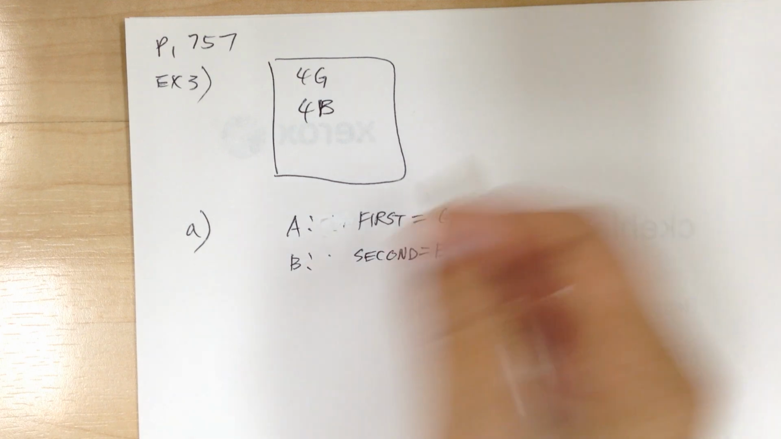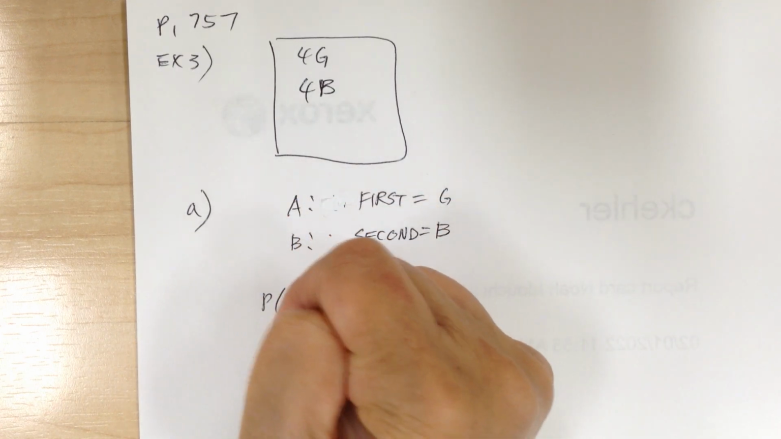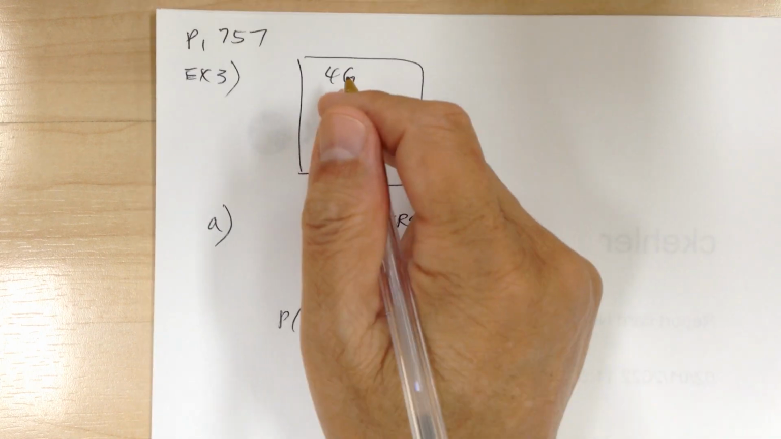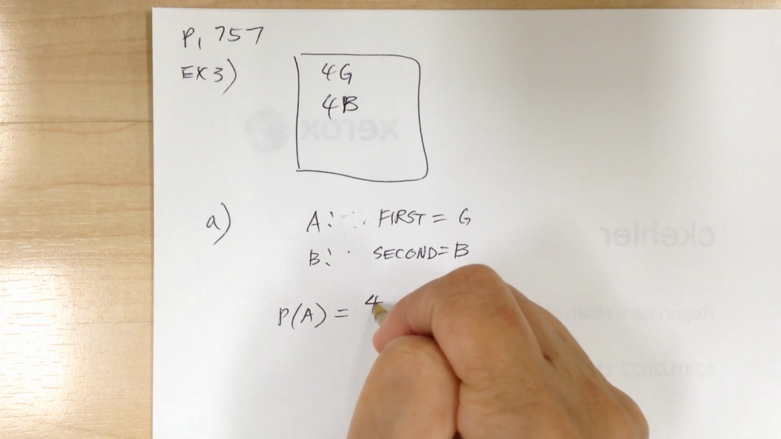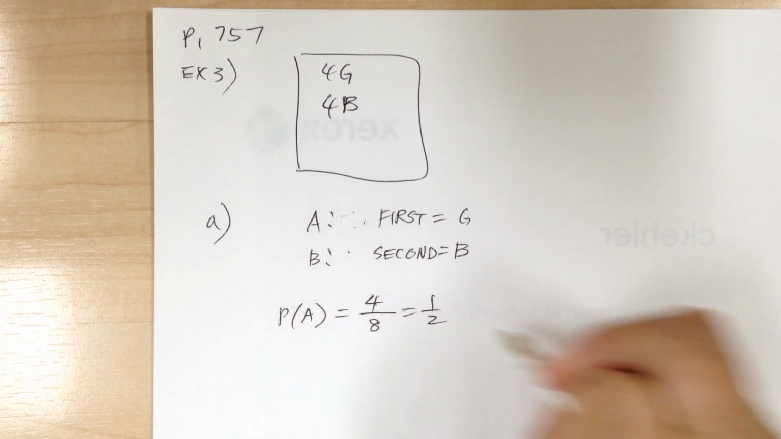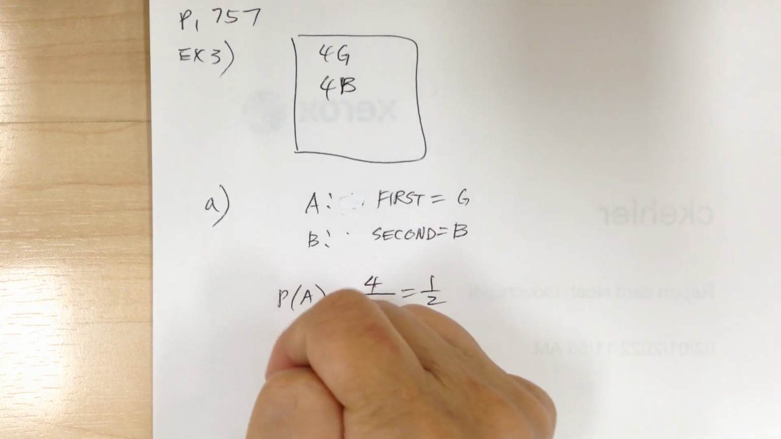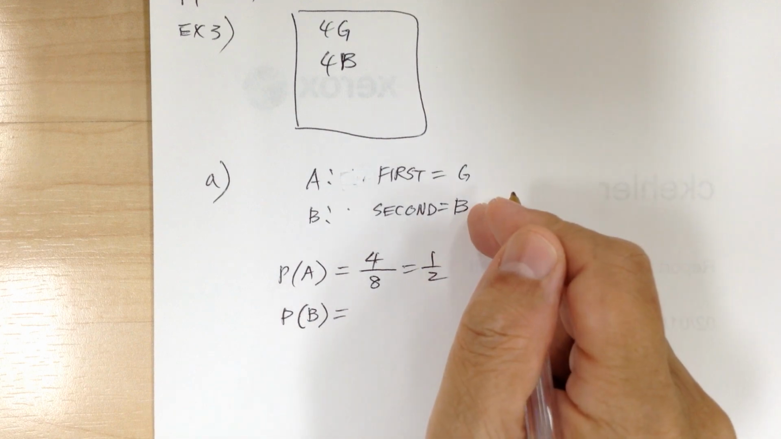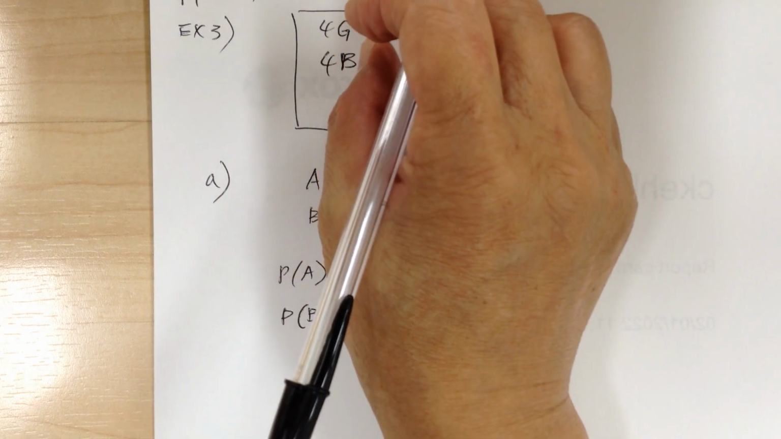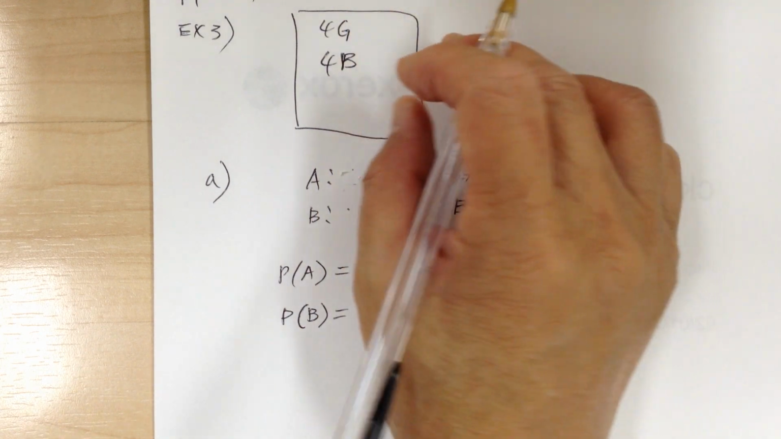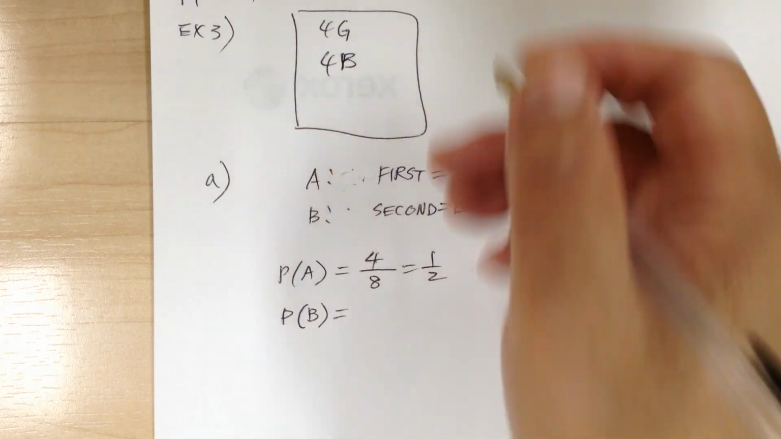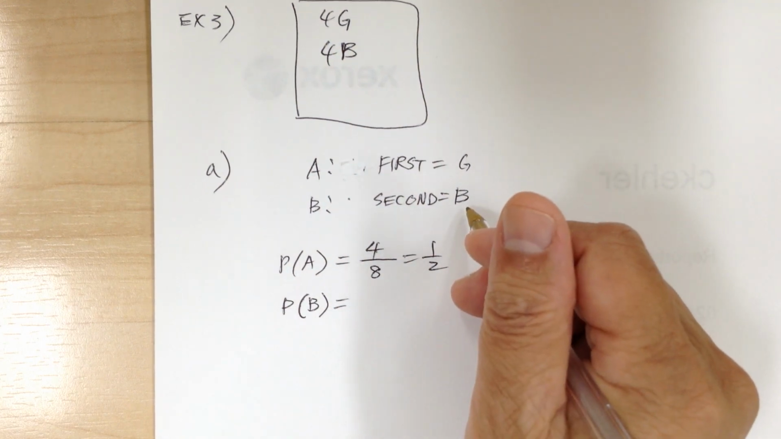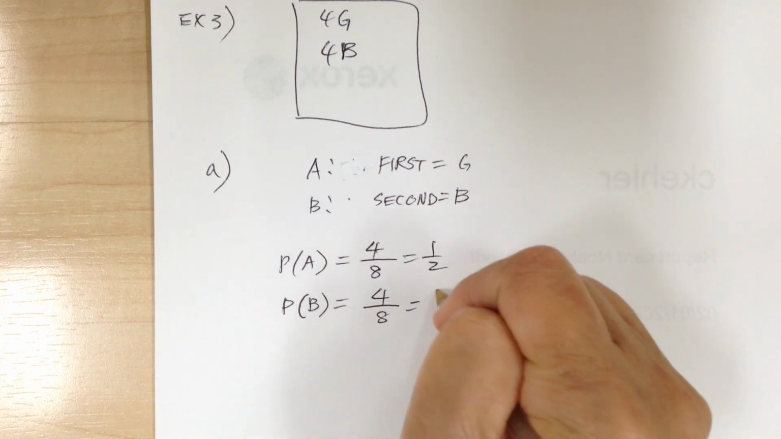So you're looking for the probability of A. The first one is green. To get green, there are 4 greens, right? So there are 4. That's what you want, over the sample space, equal to 1/2. And the probability of B, the probability the second one is blue. Since you put it back, everything got put back, so it doesn't affect anything, right? When you put it back, the sample space is still the same. So the second button is blue. There are 4 blues out of 8, so equal to 1/2.